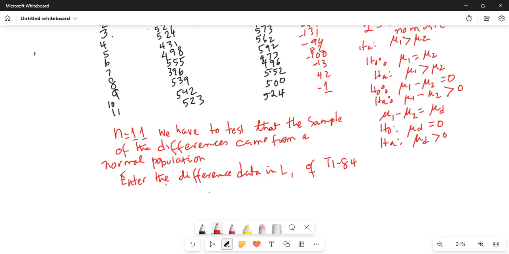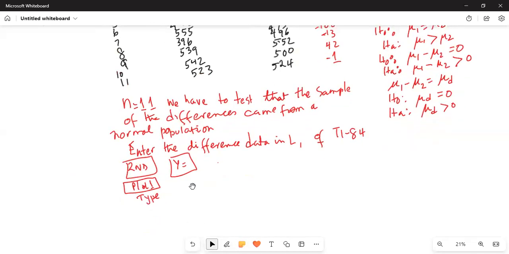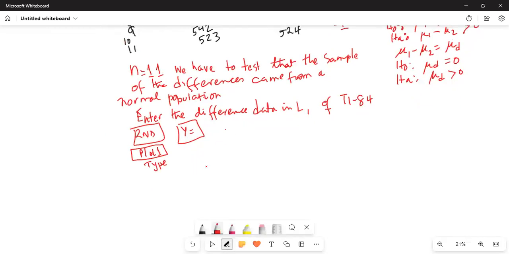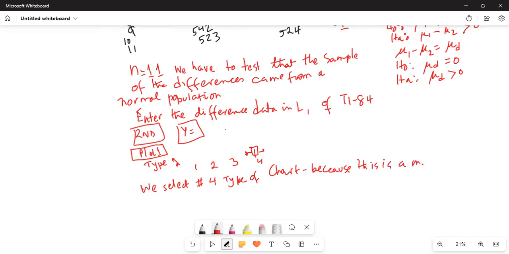Enter the difference data in L1, then press the second button, then the Y equal to button, and you should be on Plot 1. In the second line, Type, you select the fourth type of chart. So the types are the first chart, second chart, third chart, and the fourth chart. That is the modified box plot you are going to select. Why a modified box plot? Because we select the number 4 type of chart, the modified box plot of the differences.